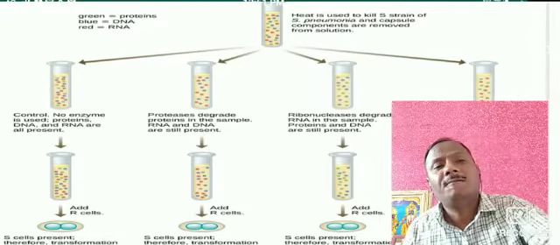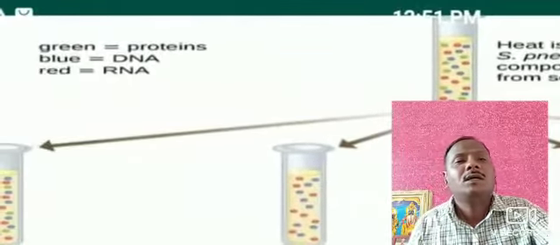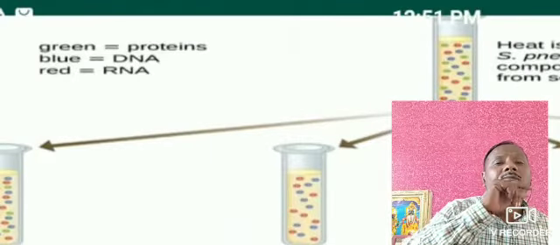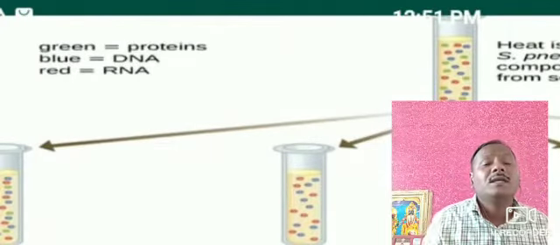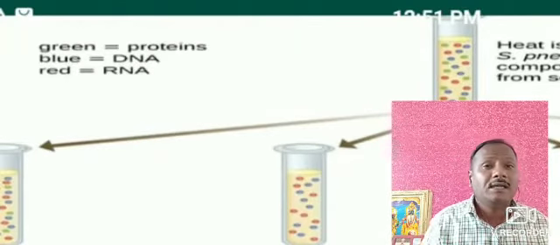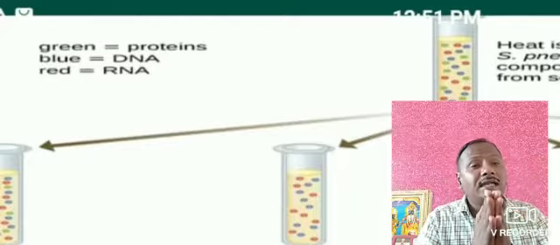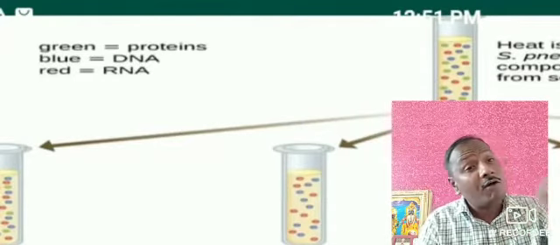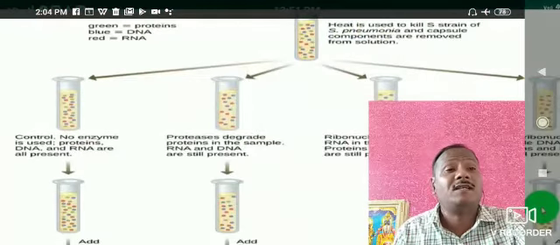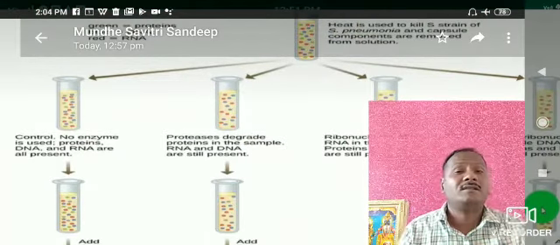You just see here in the test tube, the green color, it means there is the presence of proteins. Blue color indicates that there is the presence of DNA. Red color indicates that there is the presence of RNA. These are the components present in the bacterial cells.